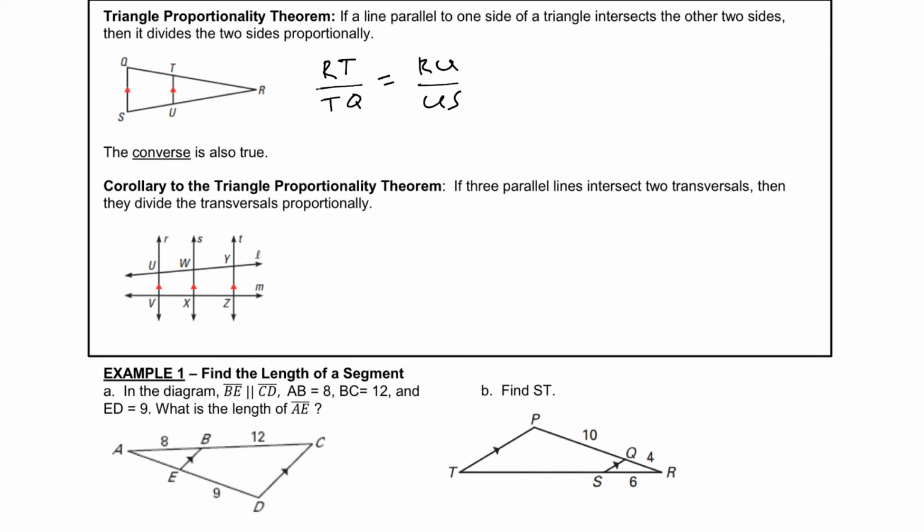So this theorem is going to say the length of segment UW over the length of segment WY is going to equal the length of segment VX divided by the length of segment XZ.